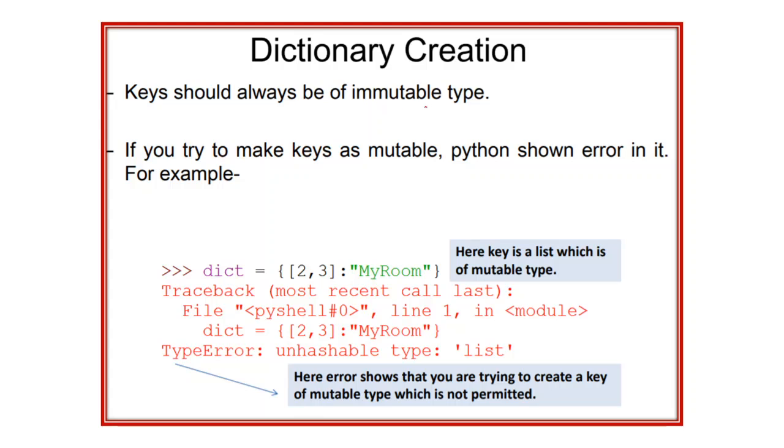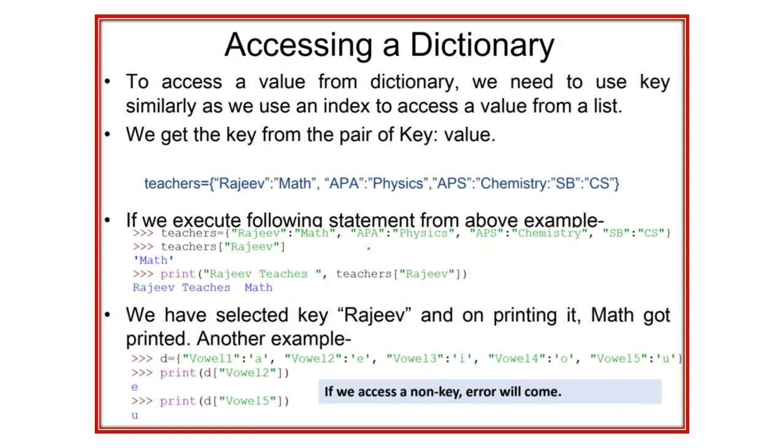Next is dictionary creation. Key should always be of immutable type. Students, learn one thing that in a dictionary the values are mutable, meaning they can be changed and updated, but keys cannot be changed. If you try to make a key mutable, then Python will display an error. Here dict is equal to, in the key I have taken a list, so list is a mutable data type, a changeable data type, so Python will display an error.